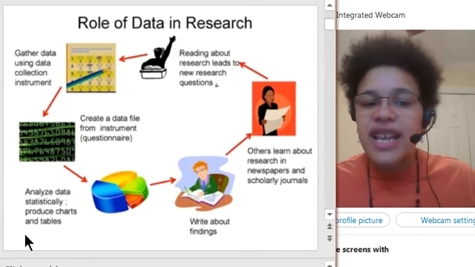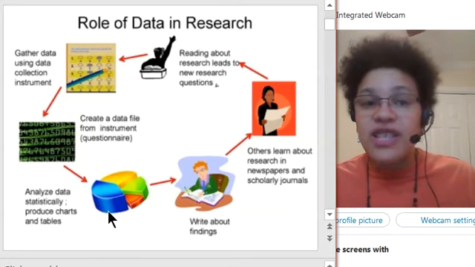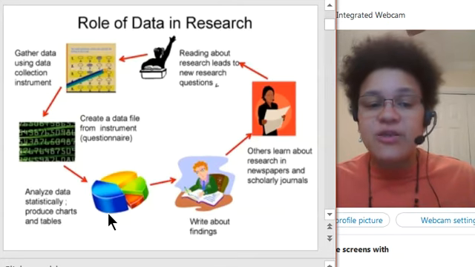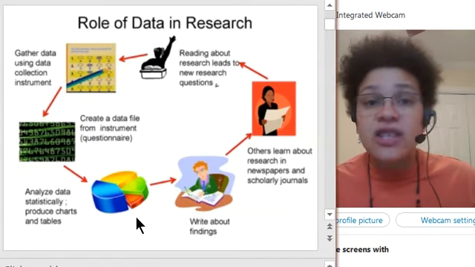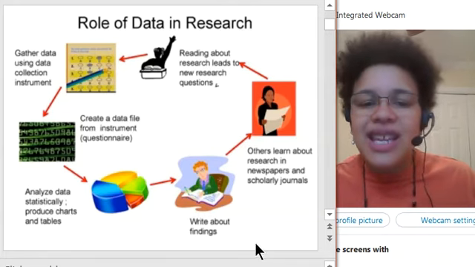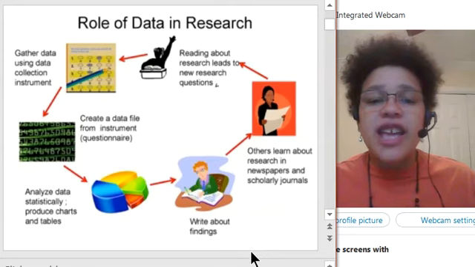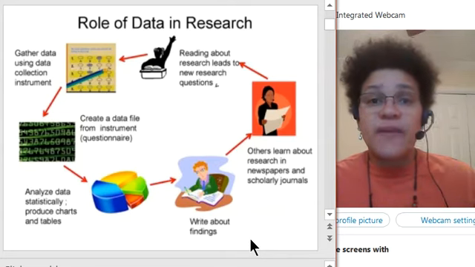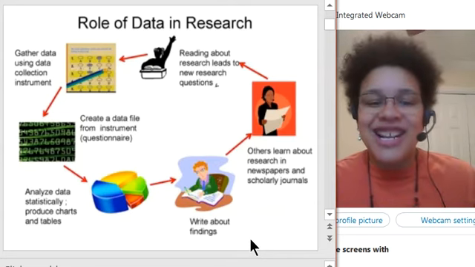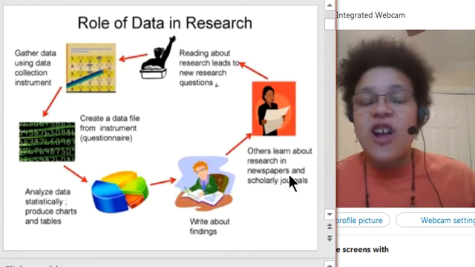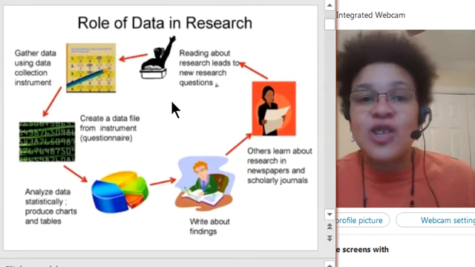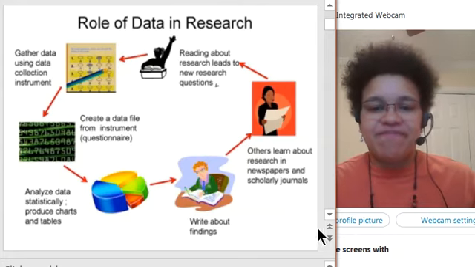We produce charts and tables, and that's very easy to do, charts in Excel, right? To do graphs and whatnot. But we might use statistical software if we're doing more advanced analyses. We write about our findings, or we share our findings verbally, such as a presentation at a conference, and in this way others learn about our research, and that hopefully leads to new research questions and further exploration.